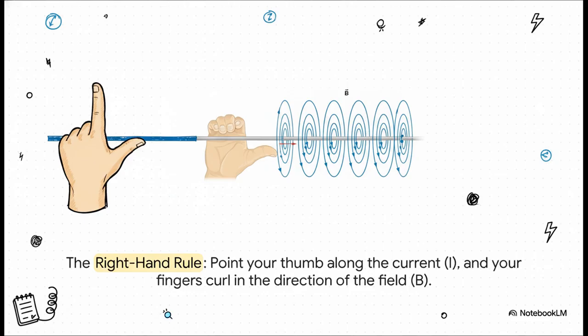Well, for that, there is an awesome little trick called the right hand rule, and you can do this right now. Take your right hand, point your thumb in the direction the current is flowing, and look at how your fingers naturally curl. That direction? That's the direction of the magnetic field. It's a super useful trick for getting a feel for these invisible fields.